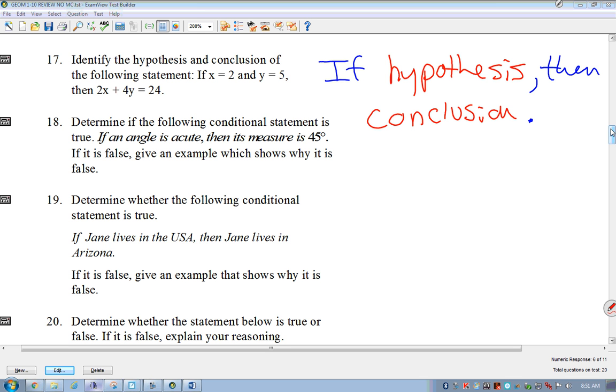Right. X equals 2 and y equals 5. That is my hypothesis. Let's pick a different color for my conclusion. What is my conclusion, Katie? 2x plus 4y equals 24. That is correct. Okay? And it's just that. The hypothesis does not include the word if. The conclusion does not include the word then. Okay?